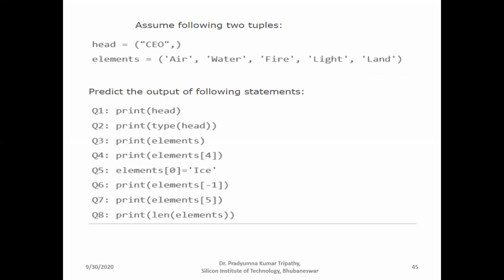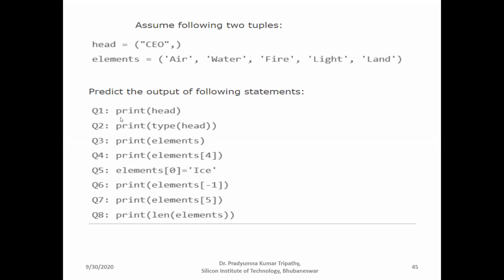Now you have learned about the tuple. Can you answer these questions? These are two tuples. You can know whether it is a list or tuple by looking at these brackets. This is a parenthesis, which means it is a tuple. So two tuples are given. Can you predict the output of this?